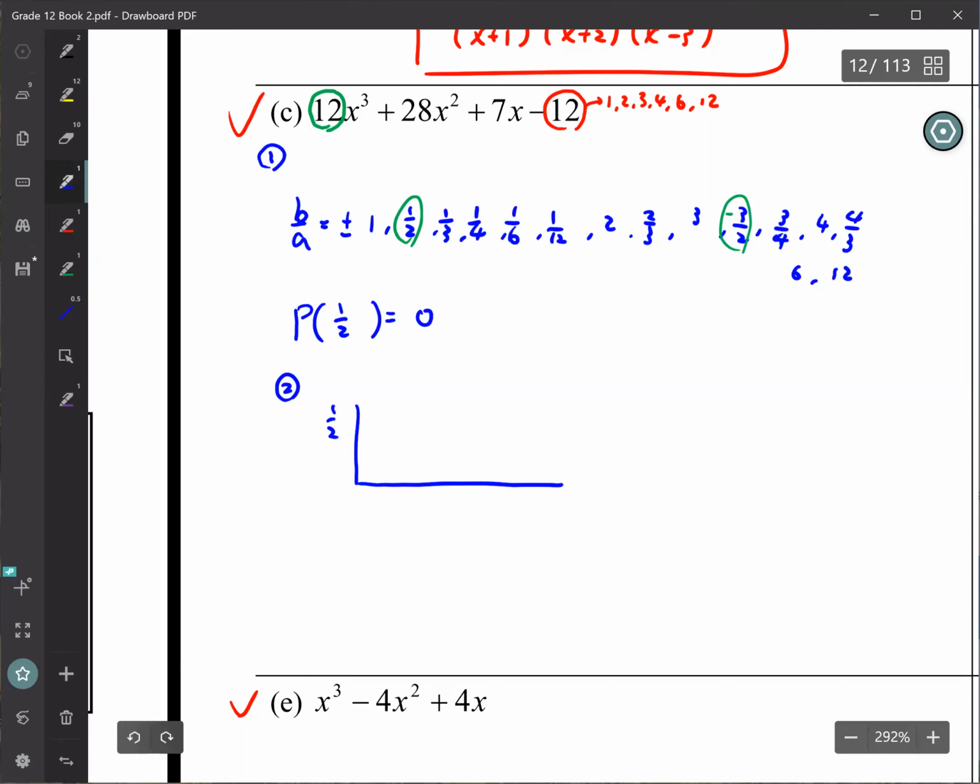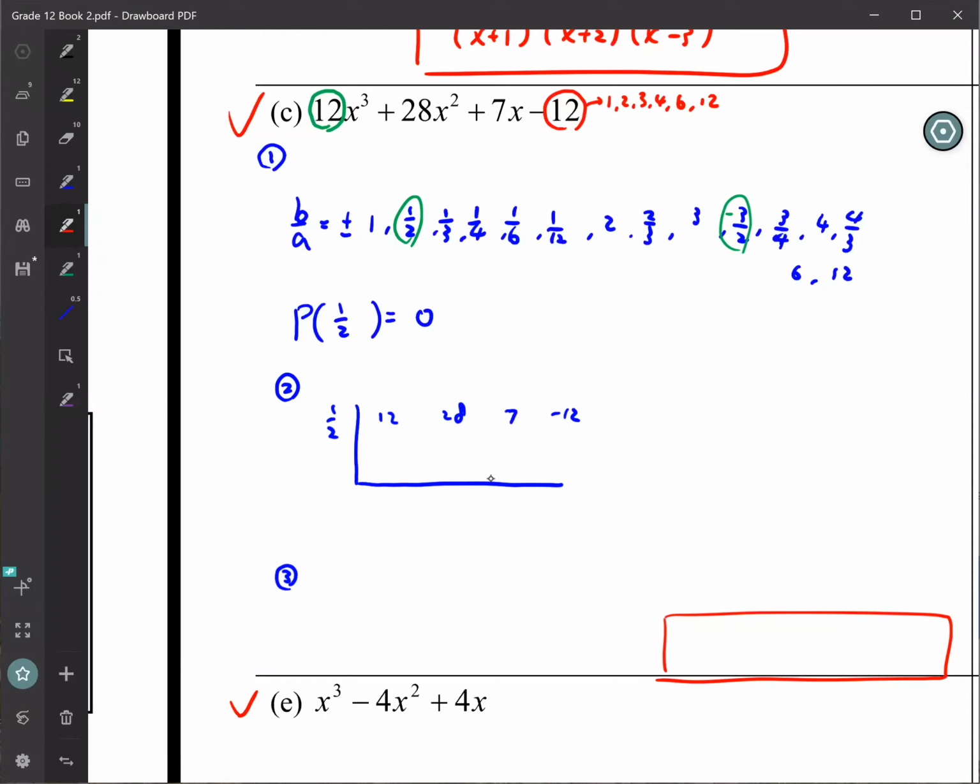So put 1/2 outside. 12, 28, 7, negative 12. Please carry out the division. And once you get the quotient, you can check if you can factor. So factor the quotient if possible. I'll let you finish all the way to the end. When you get the factors, please raise your hand. And because the divisor here has a 2, be careful. Think about what to do if there's a denominator.